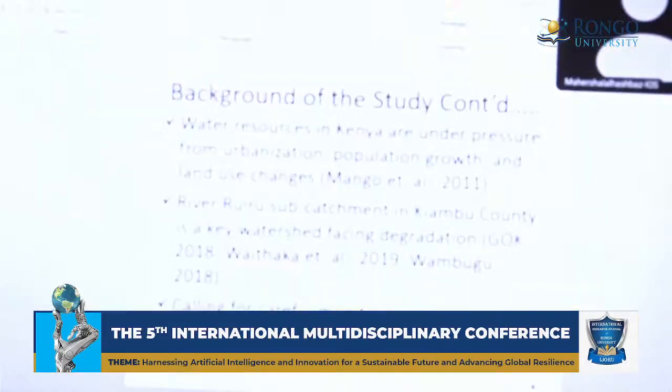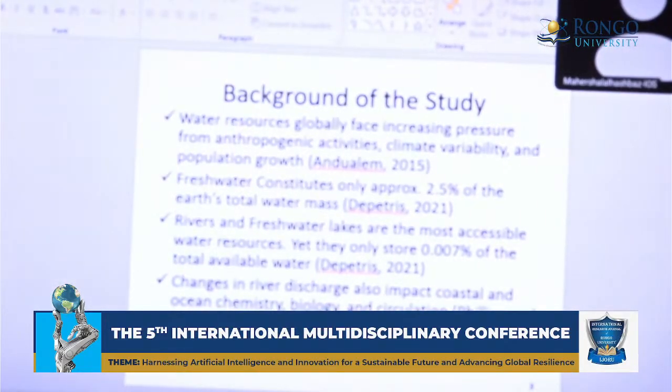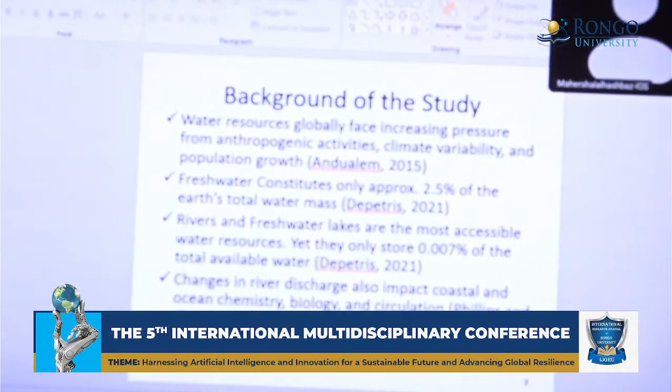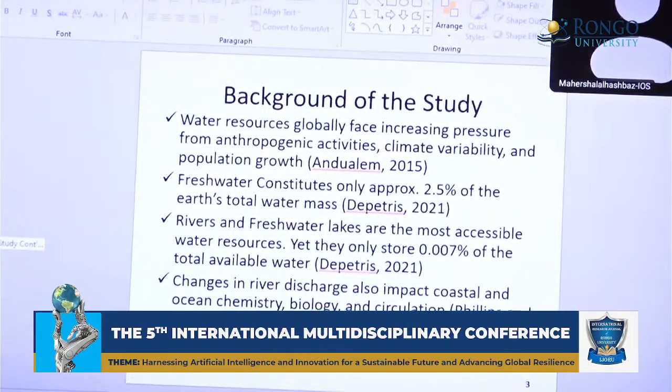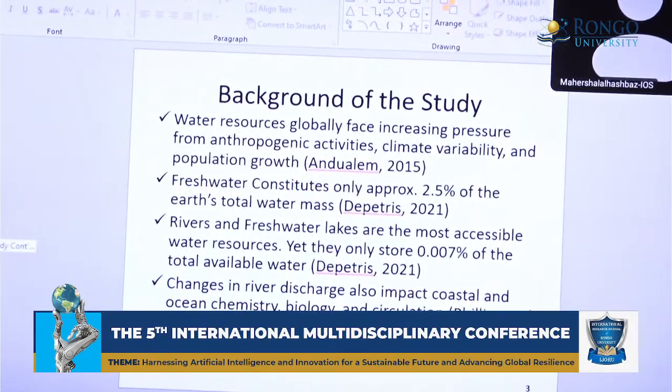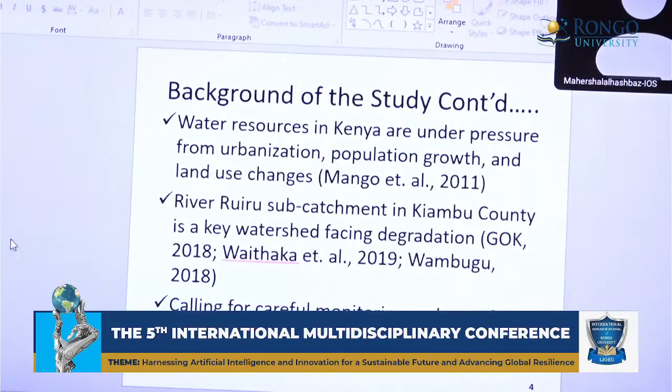Also coastal ecosystems and ocean processes. So this emphasizes the need to monitor and understand freshwater systems better. Go to the next slide. So in Kenya specifically, water stress is driven by urbanization, land use changes, and demographic growth.